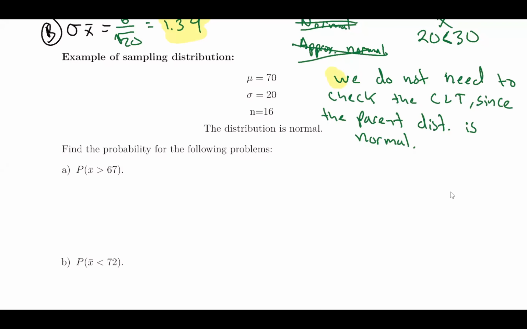All right, so is everybody ready to find the probability? Ready or not, here we come. All right, so let's do A. For A, it's saying find the probability that X bar is greater than 67. So let's go ahead and draw this out. I'm going to show you two different ways to do this.